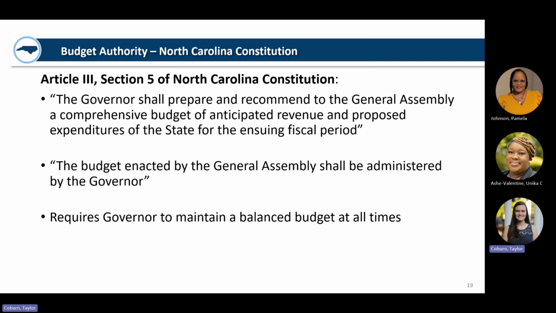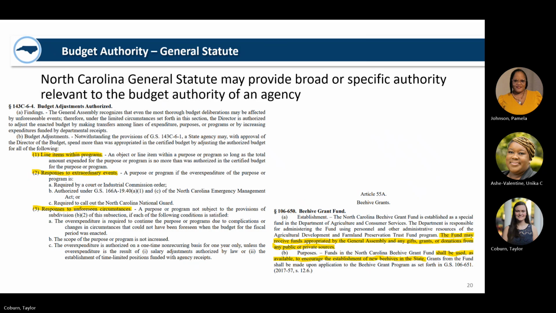The North Carolina Constitution requires that the governor prepare and recommend a comprehensive budget to the General Assembly, administer the budget enacted by the General Assembly, and maintain a balanced budget at all times. General statute may provide broad or specific authority relevant to finance and budget. On the left side of the screen, you'll see a portion of the State Budget Act, which provides more broad authority to agencies, whereas the example on the right side of the screen is a very specific example for a specific fund that clearly outlines the use of those funds that are authorized.